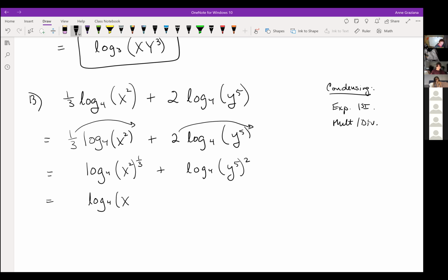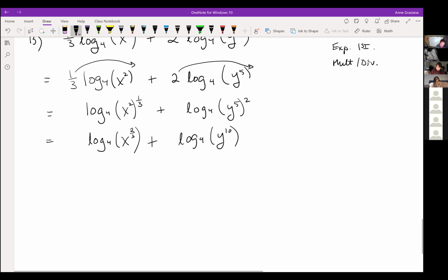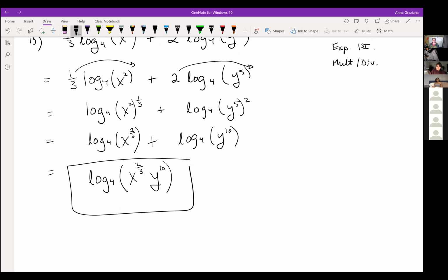Multiply. So this is going to become, you know what? I'll put it inside, it'll be 2/3 plus log base 4 of y to the 10th. Now I have that addition, and like we just saw, when you have the addition with the same base, I can bring these together as x to the 2/3 times y to the 10th. And I'm okay if you leave it like that. You can make it a cube root and rewrite it, but it just looks messy.